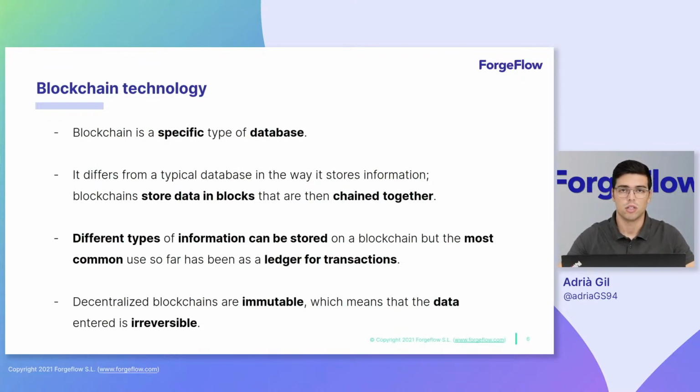On the other side, the blockchain technology is the technology on which cryptocurrencies base their nature. Basically, the blockchain is a specific type of database in which we can store blocks of data that are chained together in a chronological order. There can be different types of data stored inside the blockchain, but nowadays the most common used so far by cryptocurrencies has been the ledger of transactions. So in the blockchain you have a chained ledger of all the transactions that have happened. A specific type of blockchains, the decentralized ones, are immutable. That means that the data that is entered is irreversible, so you cannot modify it. And that is one of the strong points of this technology.